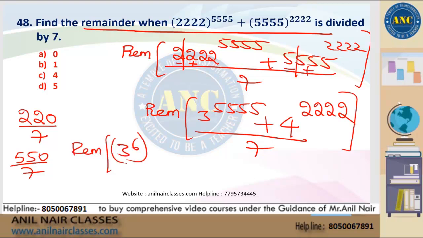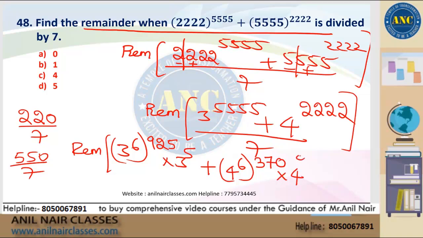3 power 6 power. 6 9's are 54, 15. 6 2's are 12, 35. 6 5's are 30. Remaining is 3 power 5 plus 4 power 6 power. 6 3's are 18, 42, 6 7's are 42 into 4 square divided by 7.